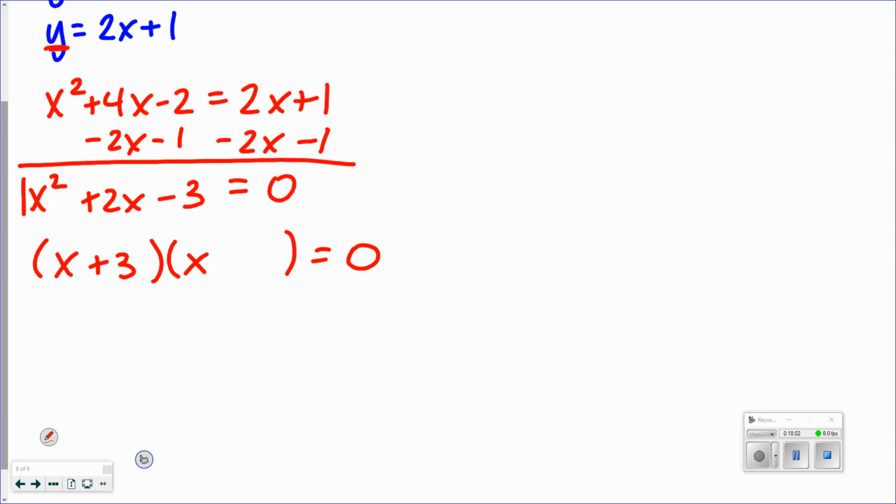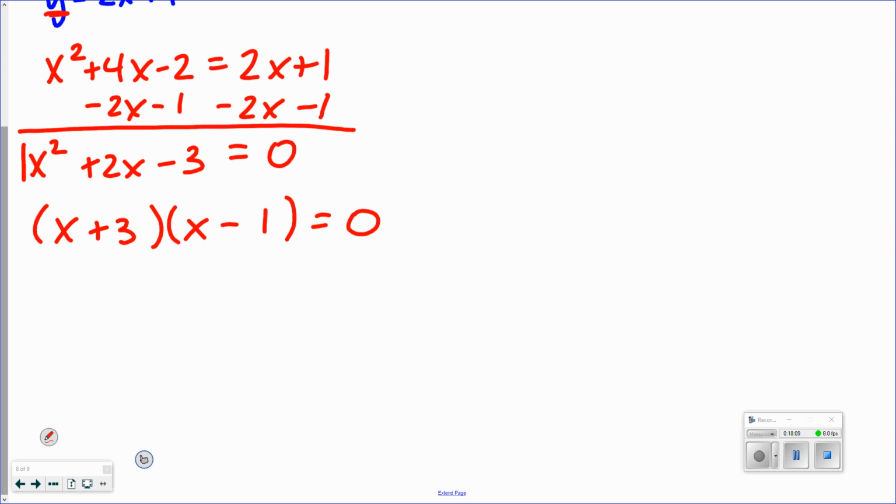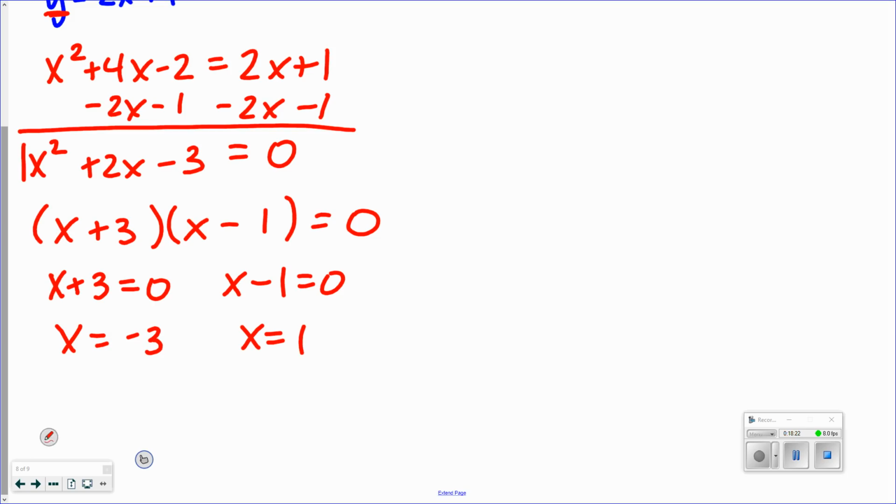So my next step is to plug these into one of the original equations to find the y. So I would actually pick that equation there just because there's less steps. The other one has an x squared, so I have to do a little bit more work. It works out either way. I just don't want to do as much work. So now I'm going to find the y values.